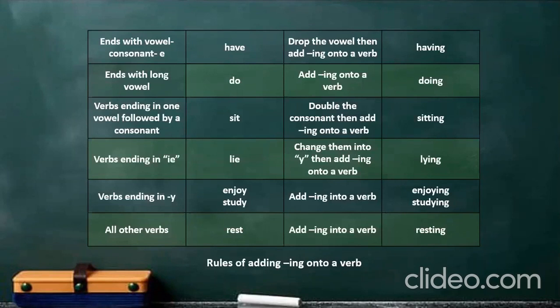Number four, does it end in IE? For example, lie. In this case, you should change them into Y, then add ing onto the verb. It becomes lying. Number five, does it end in Y? For example, enjoy. In this case, you should add ing onto the verb, and it becomes enjoying.